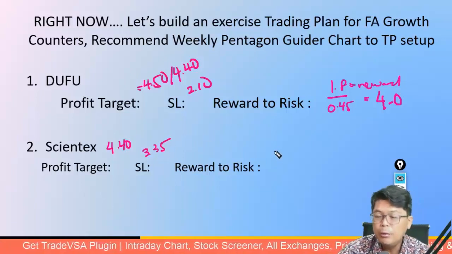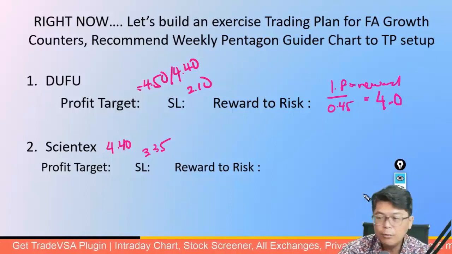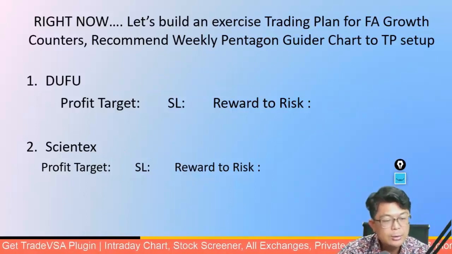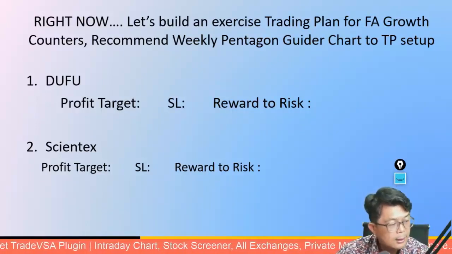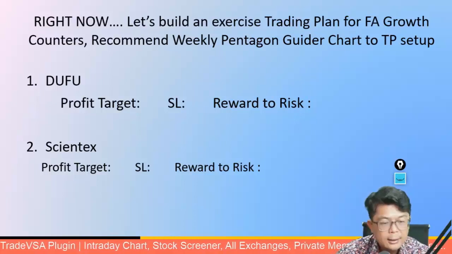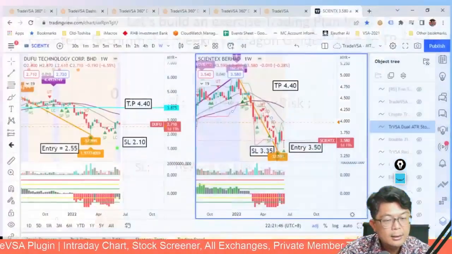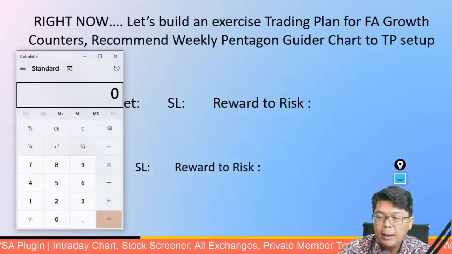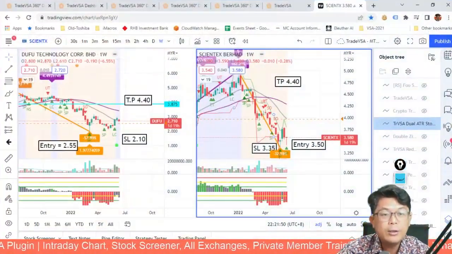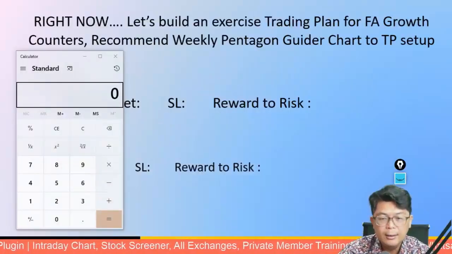Okay, and we look for the reward to risk. If you're going to look for a reward to risk, we will use our calculator. Somehow my calculator is okay here. The target profit is 440 and the entry is 350. Am I correct?